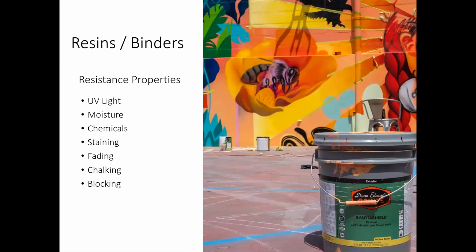So what are the resistance properties? Well, ultraviolet light, light that we have out here in the desert and in the Central Valley, it's just harsh. So it can cause paint cracking and that sort of thing, fading from ultraviolet light. It also gives us resistance to moisture and chemicals and staining. And again, chalking. Blocking is something we're going to discuss here in a little bit.